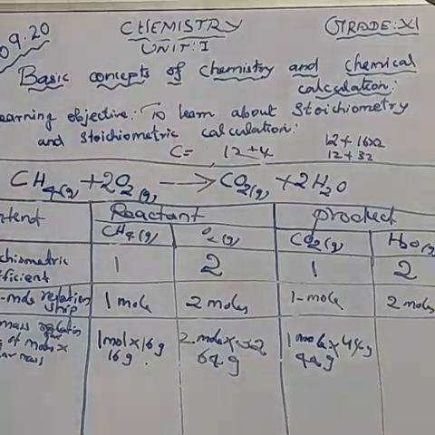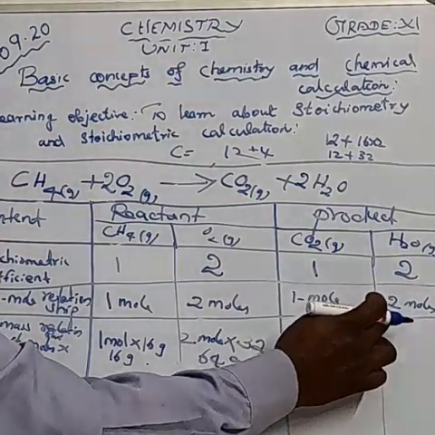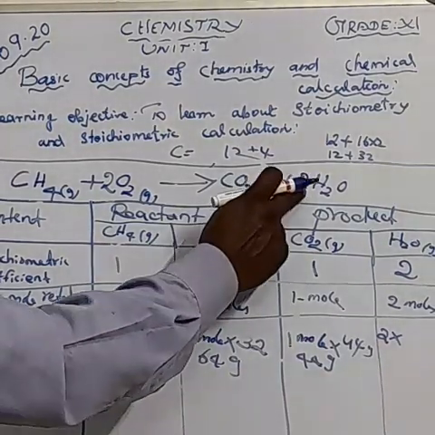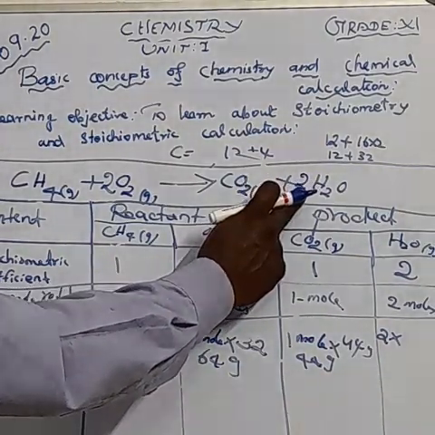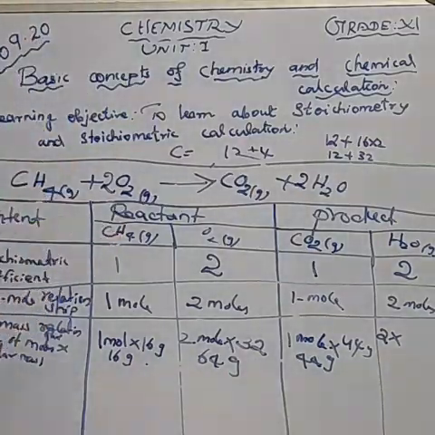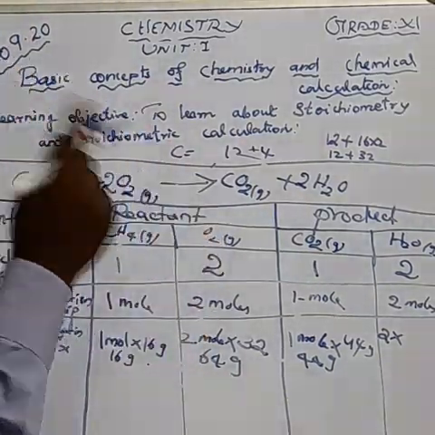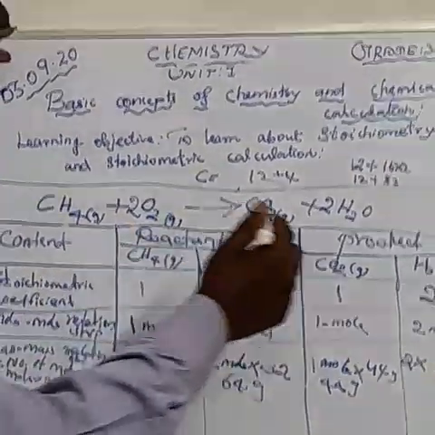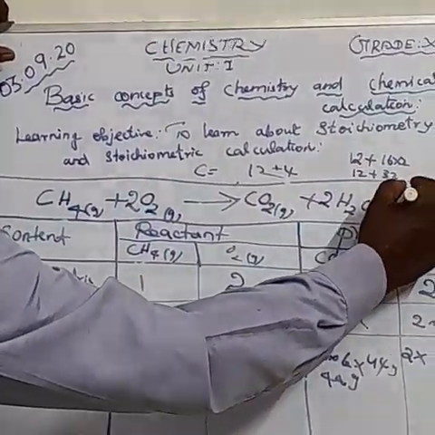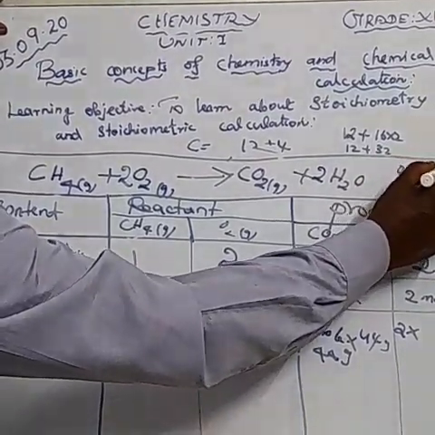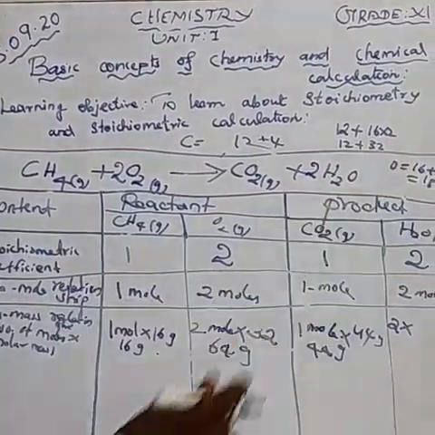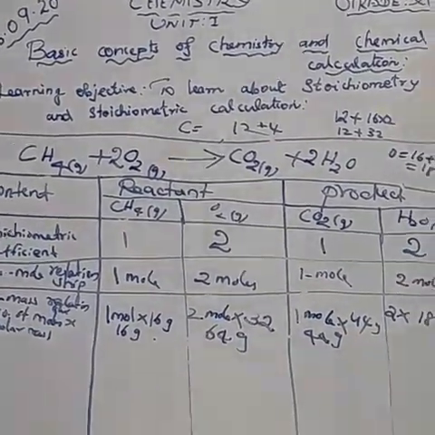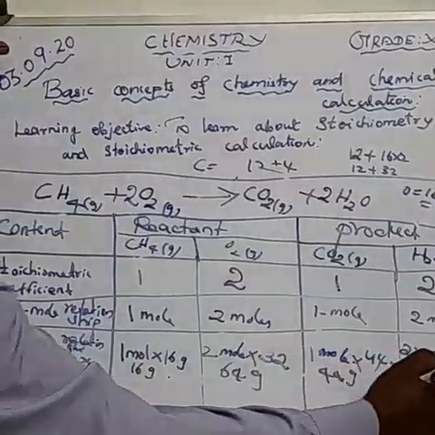Next one, water. How many moles are there? 2 moles, so 2 into the molar mass. Here hydrogen: for 1 hydrogen atom it is 1, so 2 hydrogen means 2. Then the oxygen is 16, plus 2, that is equal to 18. Then 18 into 2 is equal to 36. 36 gram.